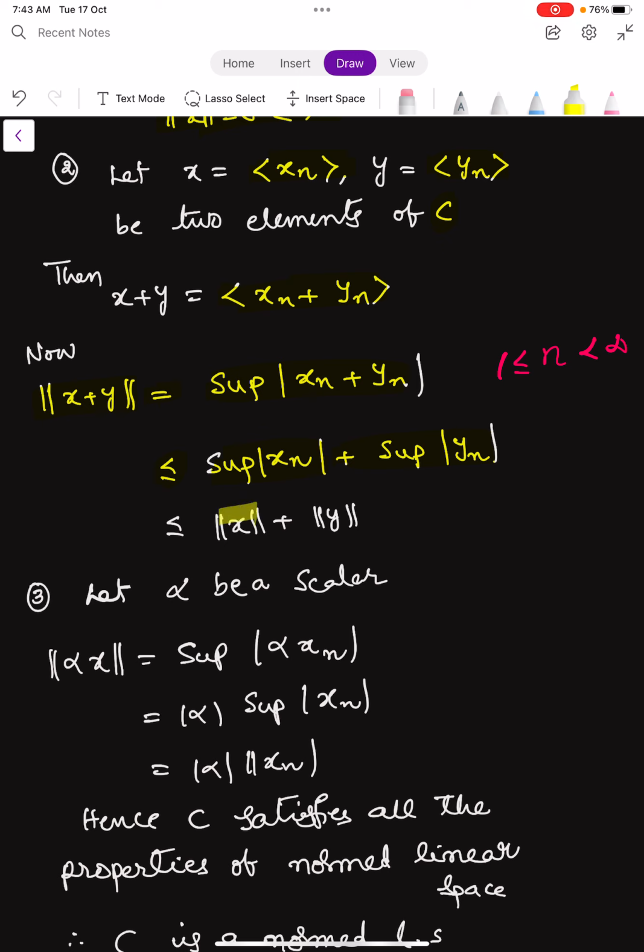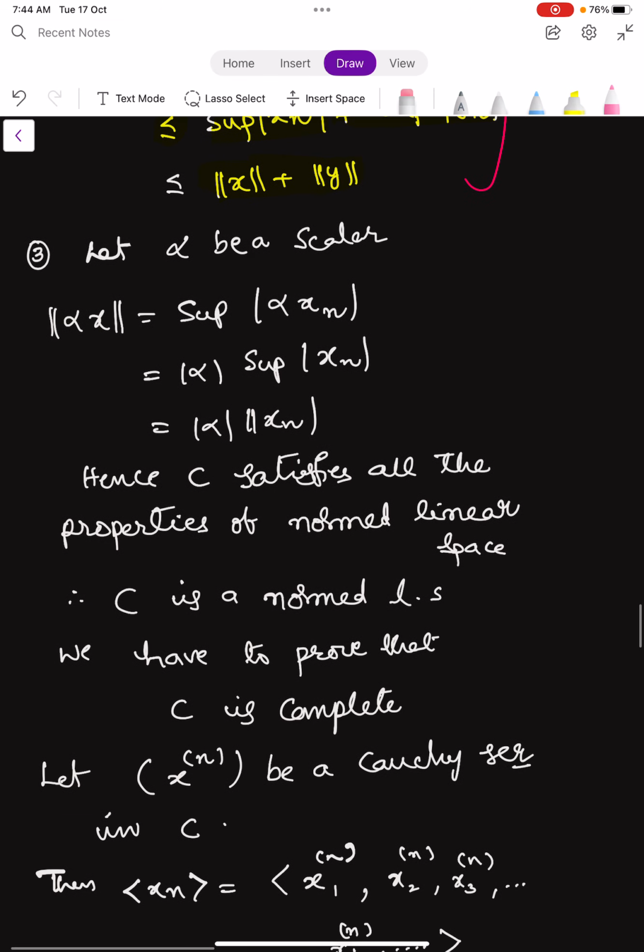What is the supremum of |xn|? It is norm x. And what is the supremum of |yn|? It is norm y. This shows us norm x plus y is less than or equal to norm x plus norm y. This is nothing but the second property of a normed linear space. We go for the third one.